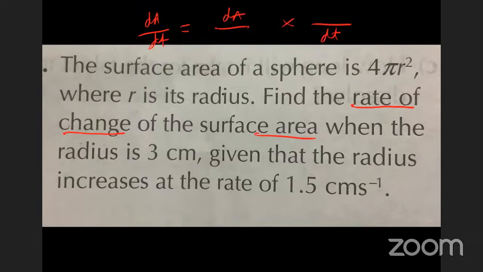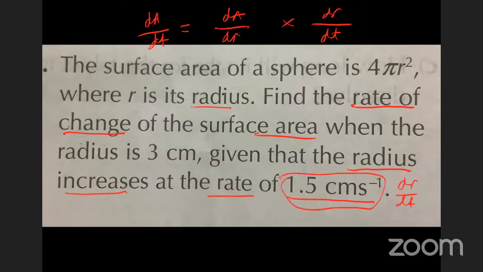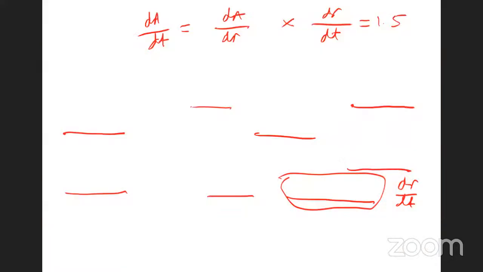So underneath here, they gave us the quantity r. So that'll be dr here, dr here. If you read the last line, it says the radius increases at a rate of 1.5. That tells you that dr dt is equal to 1.5. So we already know dr dt. The problem is dA dr. The only way to get dA dr is to differentiate A with respect to r. That's what dA dr means.